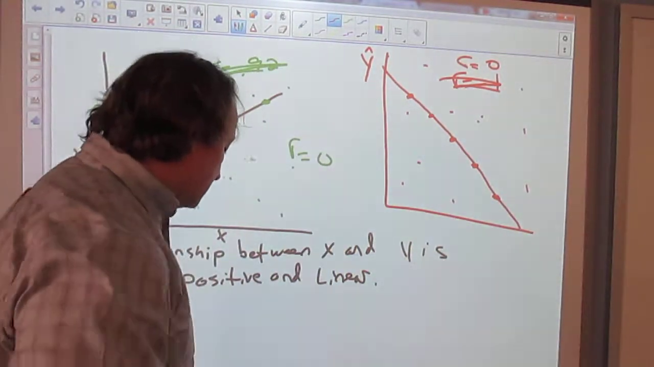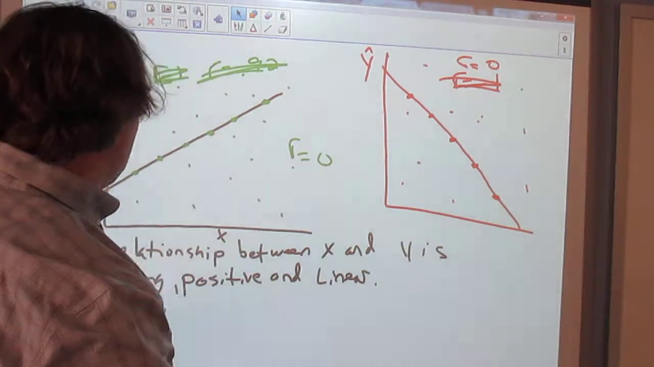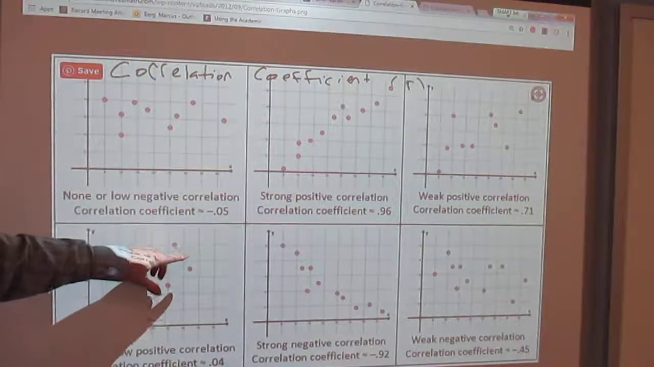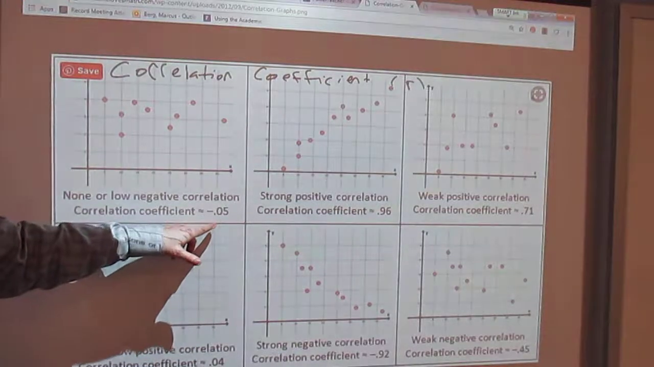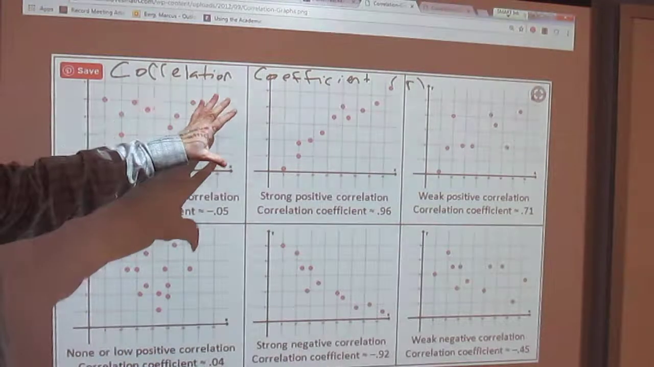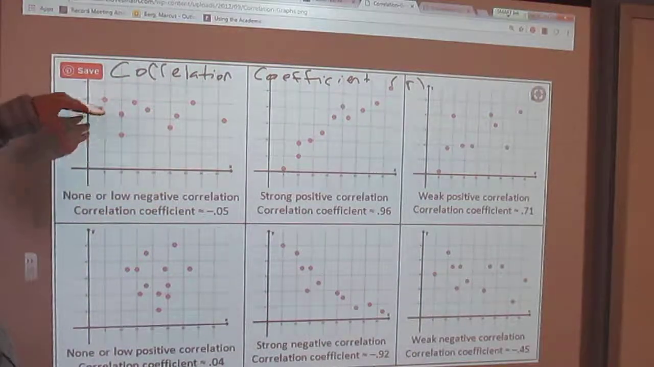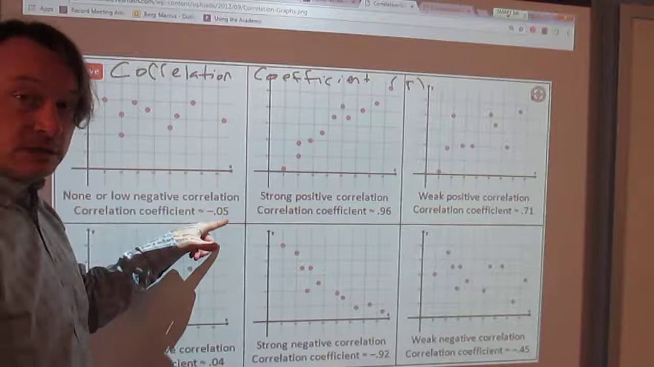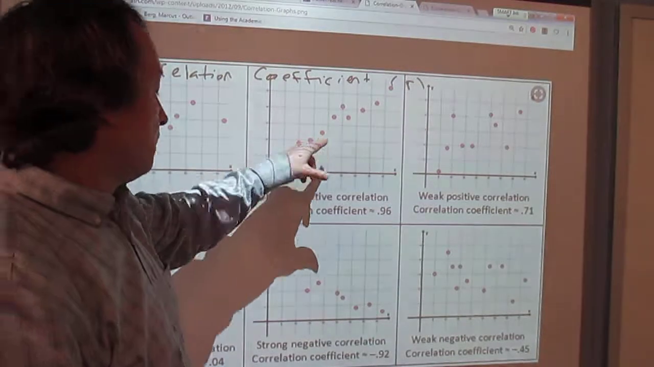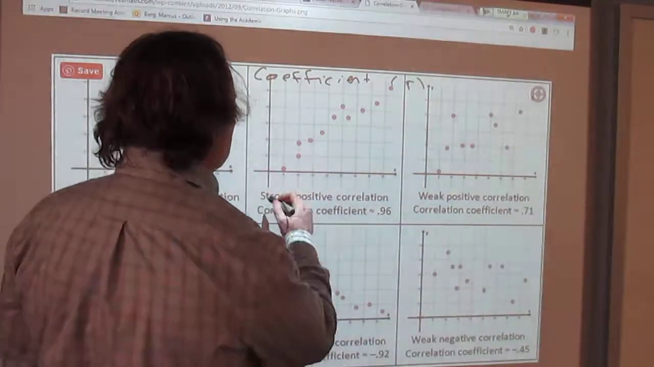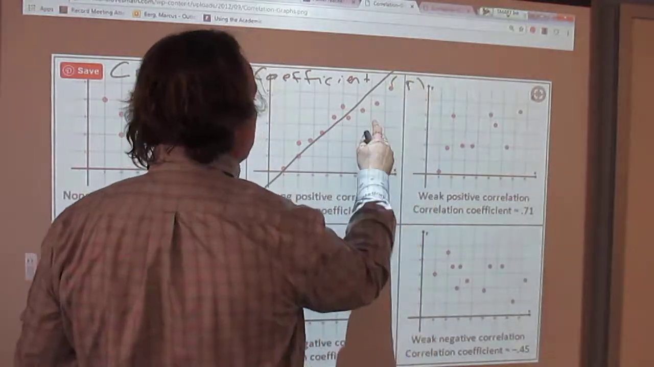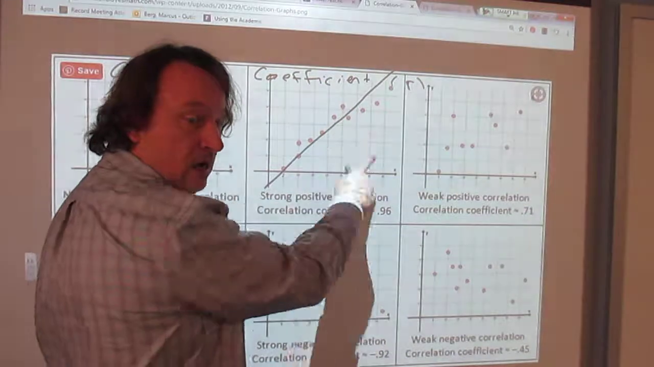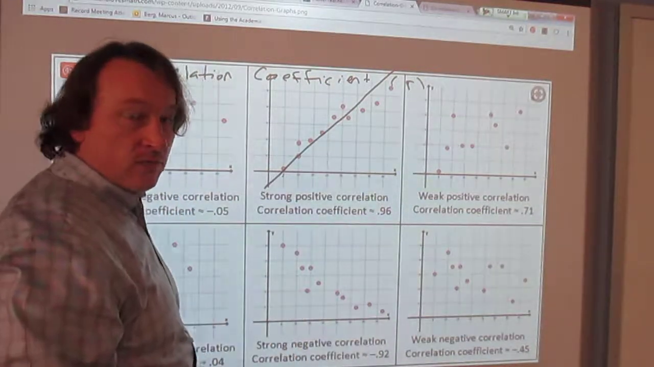So just as a last slide, here's a few different correlation coefficients. -0.05, there's really no correlation going on whatsoever. I do not see them going down or up. So since it's close to 0, there's no correlation. This one, if I were to draw a line, I'm going to hit most of them. I hit some of them, and the other ones are really close. It's going up, positive correlation of 0.96.